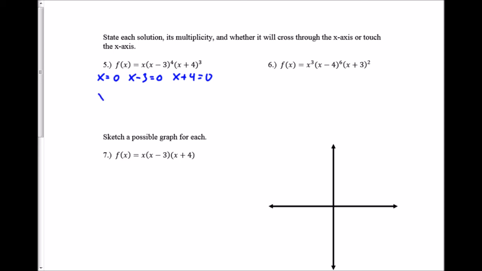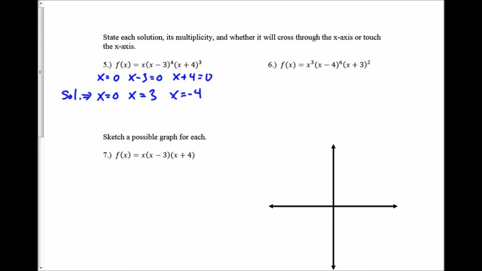Okay, this one's already solved, so x equals 0. And this one I would add the 3 to each side, so I'd find out that x equals 3. This one I would subtract the 4, so x equals a negative 4. All right, these are my solutions. Okay, so my solutions are here. Again, those are the x-intercepts.